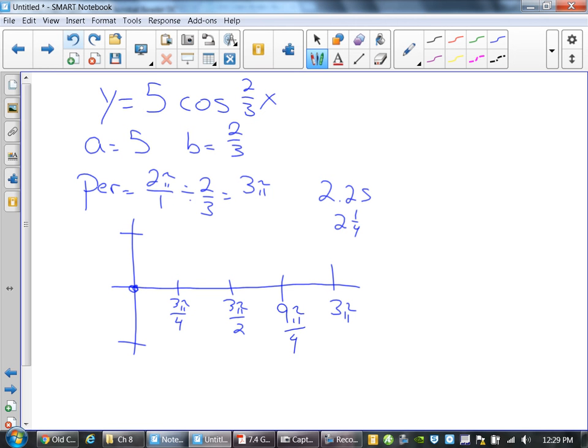So what's the highest value this is going to reach? 5. And what's the lowest value? Negative 5. Now, cosine, does it start at 0 or does it start at its a value?